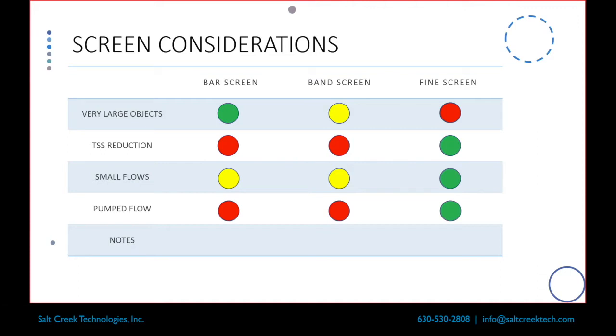So the major takeaways here, in my opinion: a bar screen, if you have very large objects in your wastewater, you're treating a very high flow, and it's usually a gravity flow, is a great application. A fine screen is not as good if you don't want to try and capture a glove in it. It will capture it, but it might cause other problems down the line. It's going to be better at TSS reductions, since smaller slots capture more solids, and they can handle pumped flows the way they're designed and set up. Those are just some things to think about. And a band screen usually falls somewhere in the middle as far as what you're trying to do.